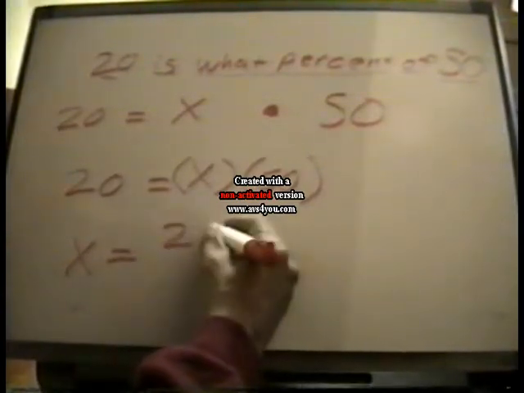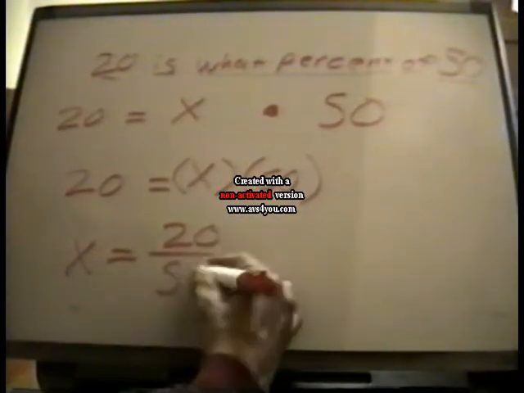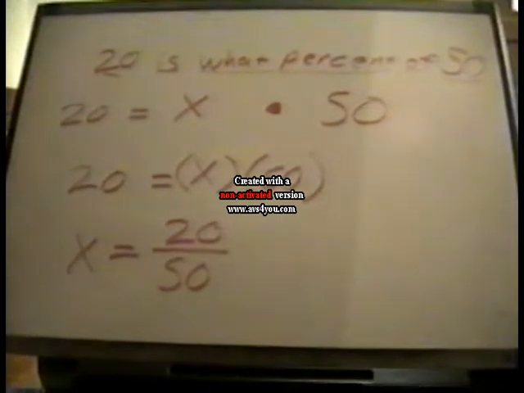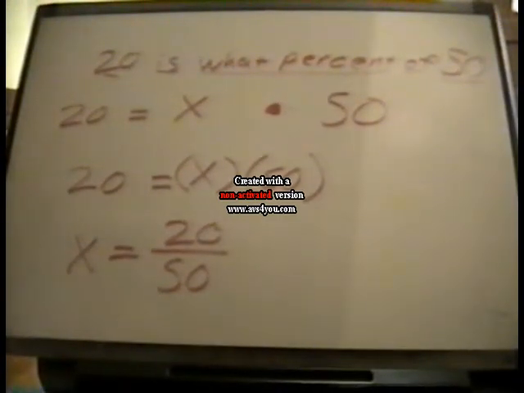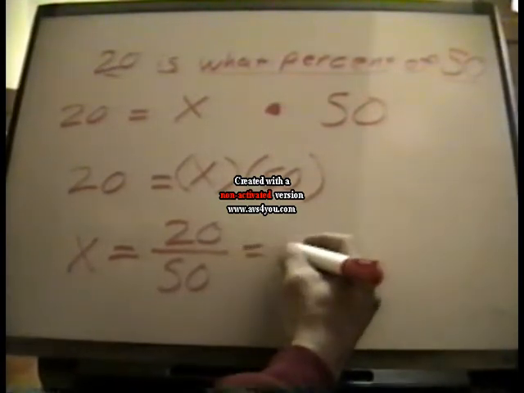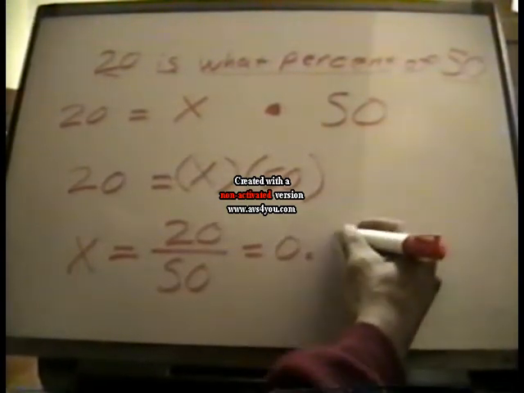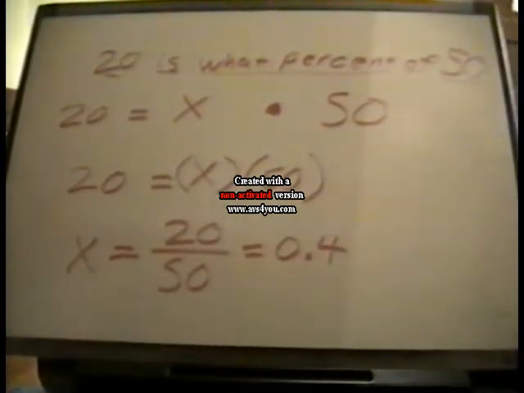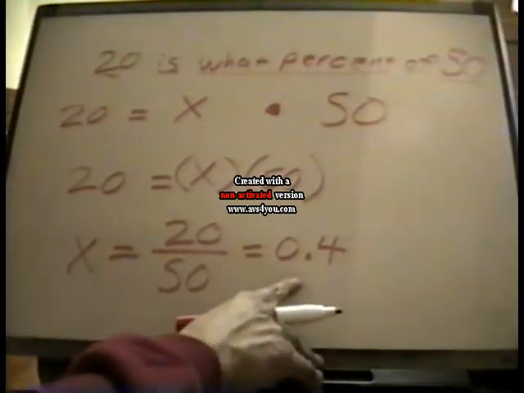Here, x equals 20 over 50. Now 20 divided by 50 gives us 0.4. That's our decimal number, and now we turn the decimal into a percent. This is not our final answer.